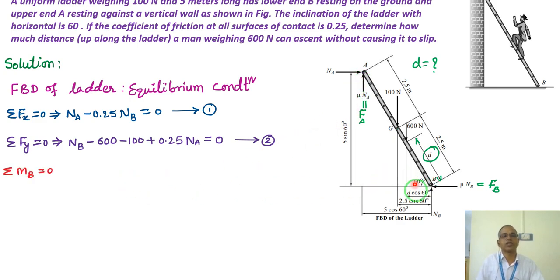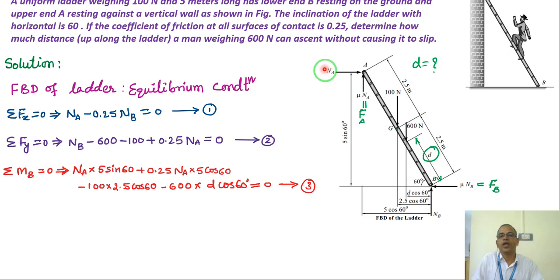One more equation, what is that? Summation moment at B equals 0. So now these forces will not have any moment, only 1, 2, 3 or 4. Okay, so we can start with NA into this distance, right? NA into this vertical height, which is 5 sin 60. Okay, NA into 5 sin 60.